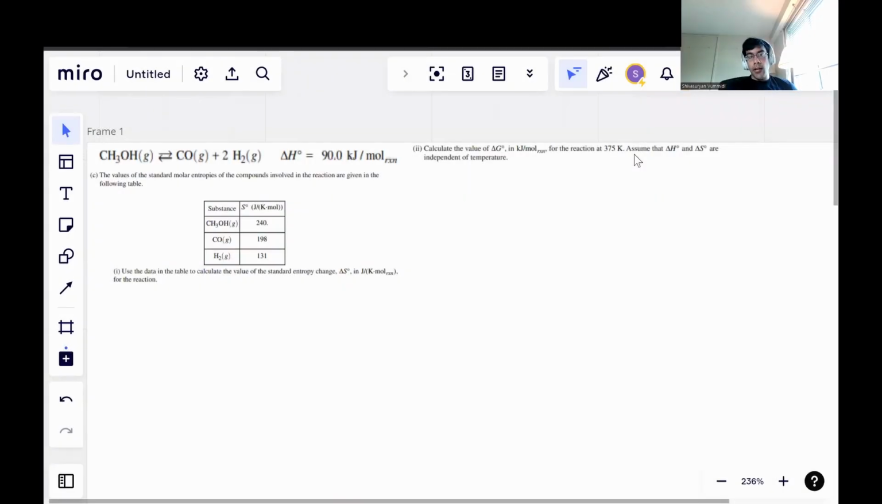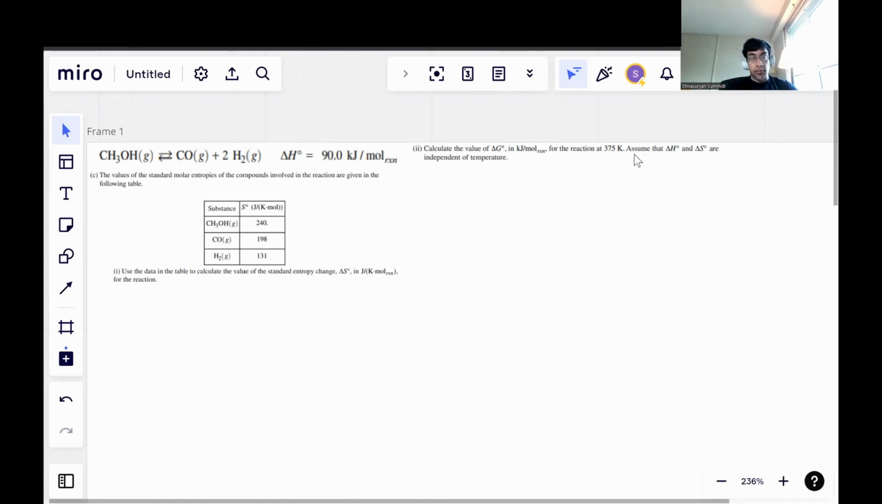Hello, everybody. Today I'm going to be going over two different AP chemistry questions. These are adapted from the free short answer questions that you can get on the AP chemistry website. So given the reaction CH3OH, methanol, decomposing into carbon monoxide gas and two hydrogen gas molecules, and that has a delta H standard of 90.0 kilojoules per mole.